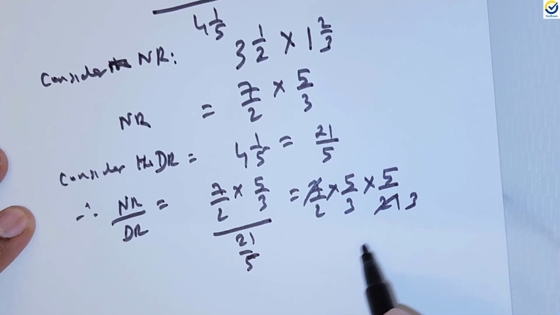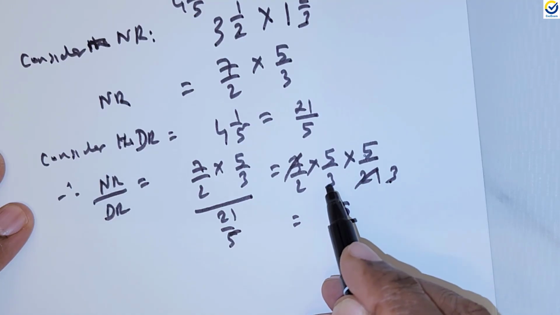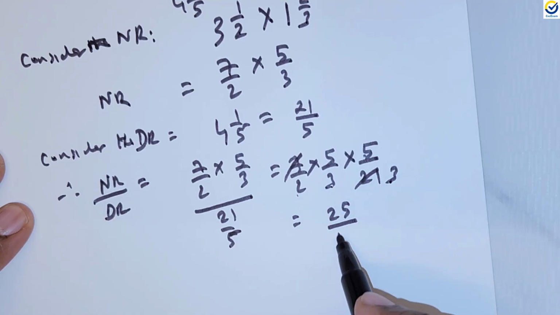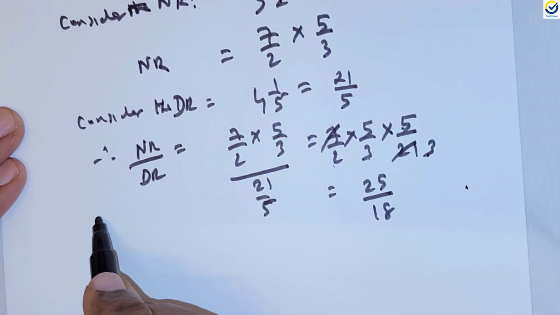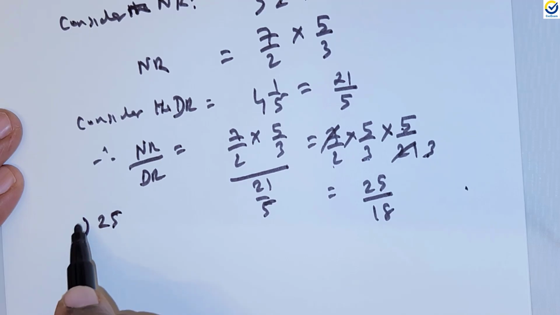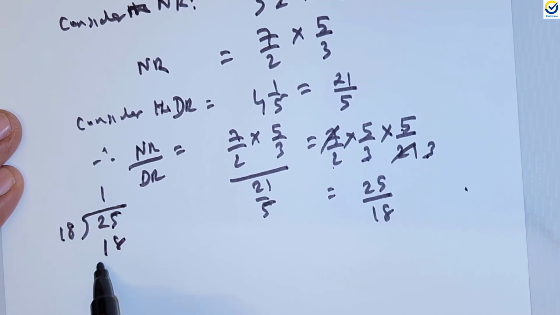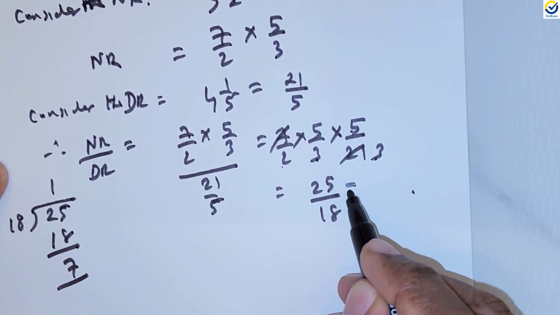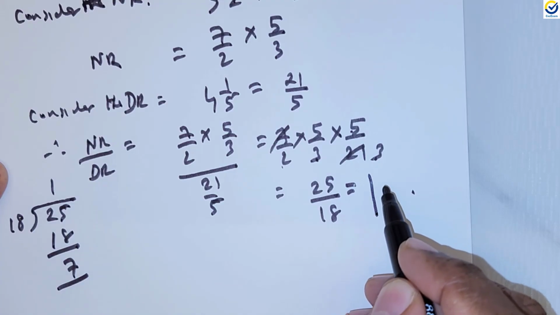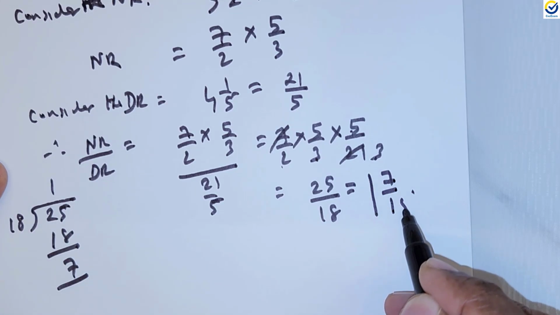Now 7 divides here 3 times. 5 times 5 is 25. 3 times 3 is 9, 9 times 2 is 18. Now you will have to further reduce it. So divide 25 by 18. 18 times 1 is 18. You will get a remainder of 7. So this is going to be rewritten as 1, the remainder is 7 and the divisor is 18.